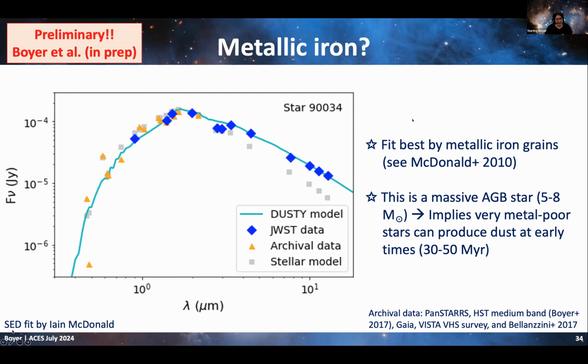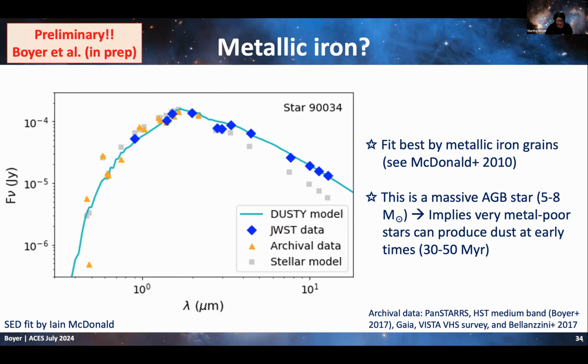And that's really interesting, because it might mean that these stars are making a lot of dust despite their extremely low metallicity, potentially at very early times, at 30 or 50 million years after they form, and that can be really important for the high redshift universe.